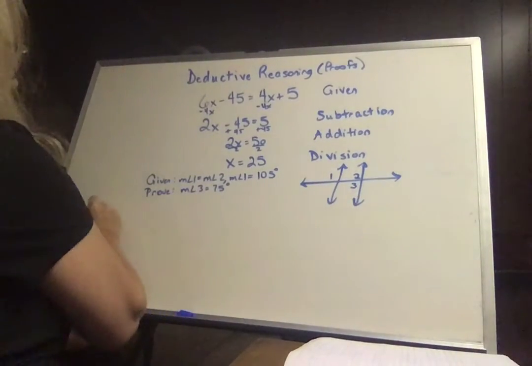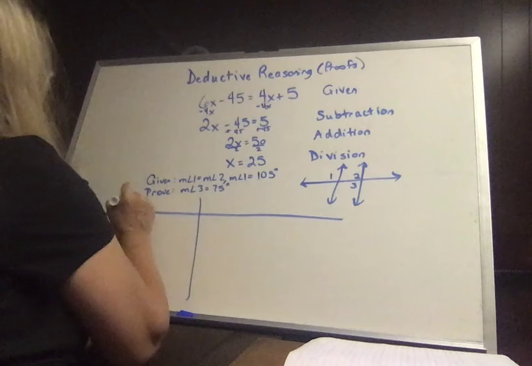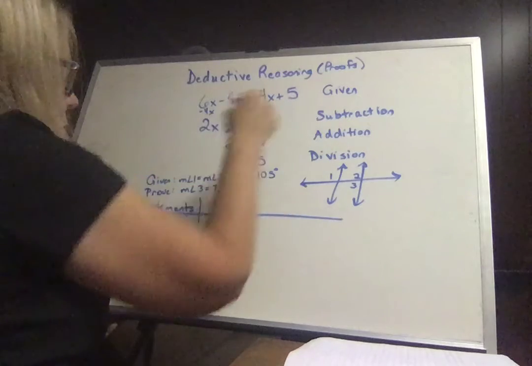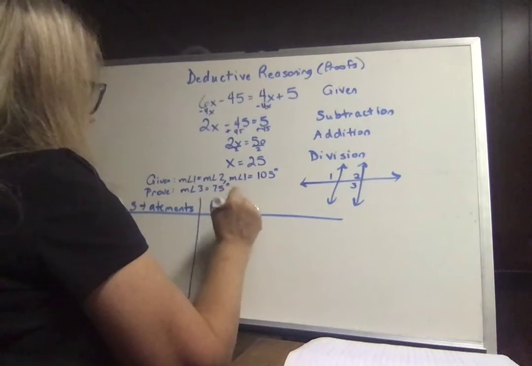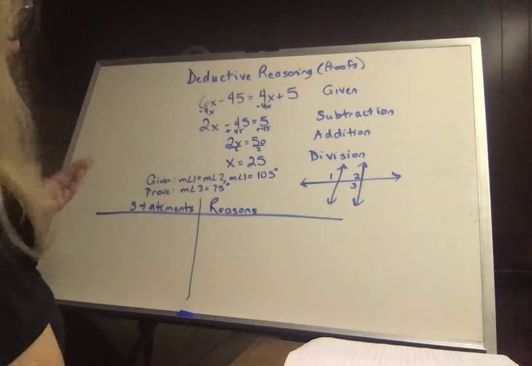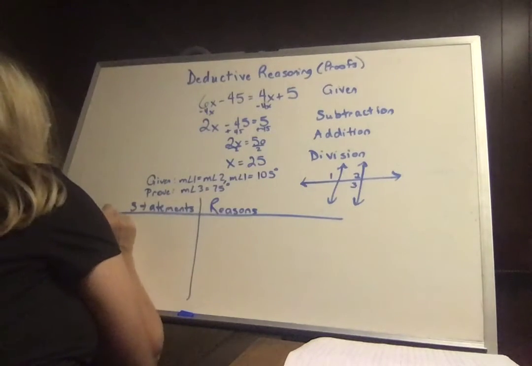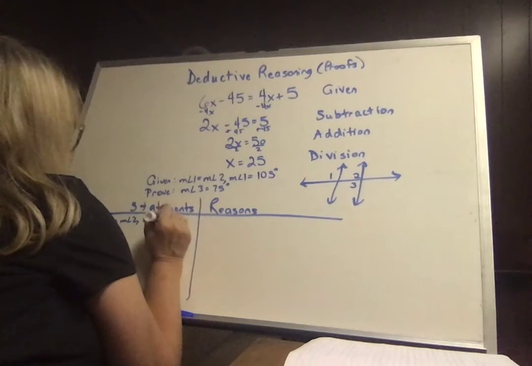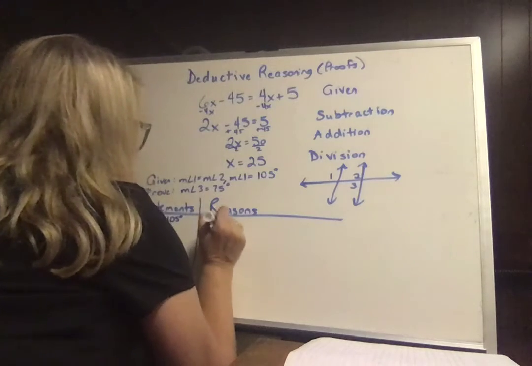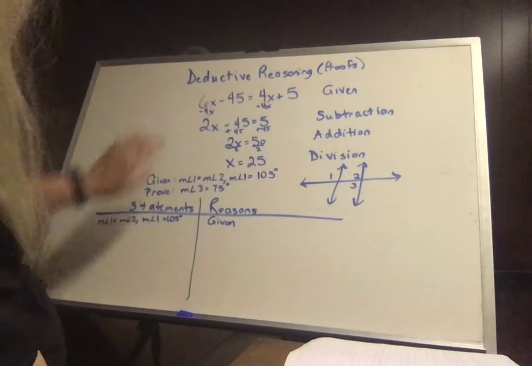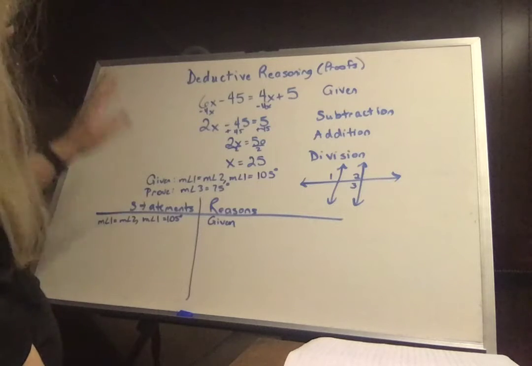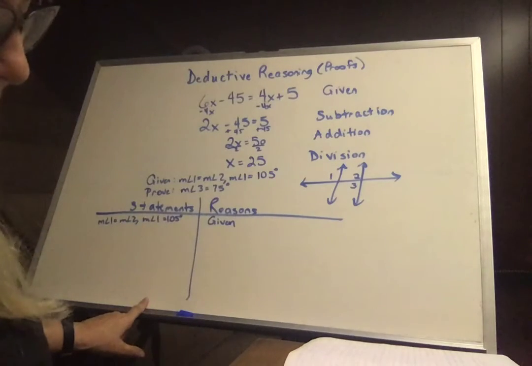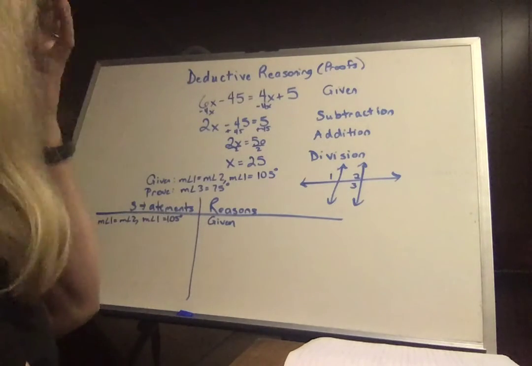So, a typical two-column proof, we always start with statements and reasons. And you always start with what you were given: the measure of angle 1 equals the measure of angle 2, and the measure of angle 1 equals 105 degrees. Given. We're given that. Through the law of syllogism, through several steps, we want the last line to be the measure of angle 3 equals 75. So we look at this picture.